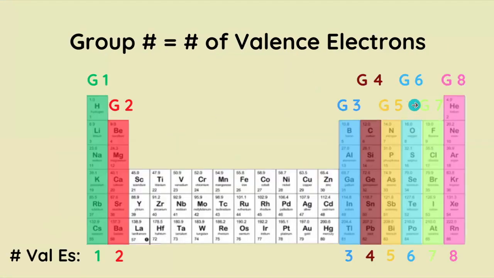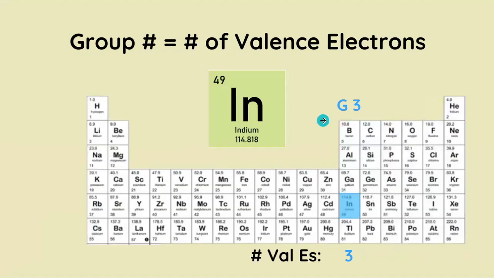So the outer electrons is tied to the group number. The group to which an element belongs is the same as the number of valence electrons it has. For example, all of the group 6 elements have exactly 6 valence electrons. Indium specifically belongs to group 3, so indium has 3 valence electrons.